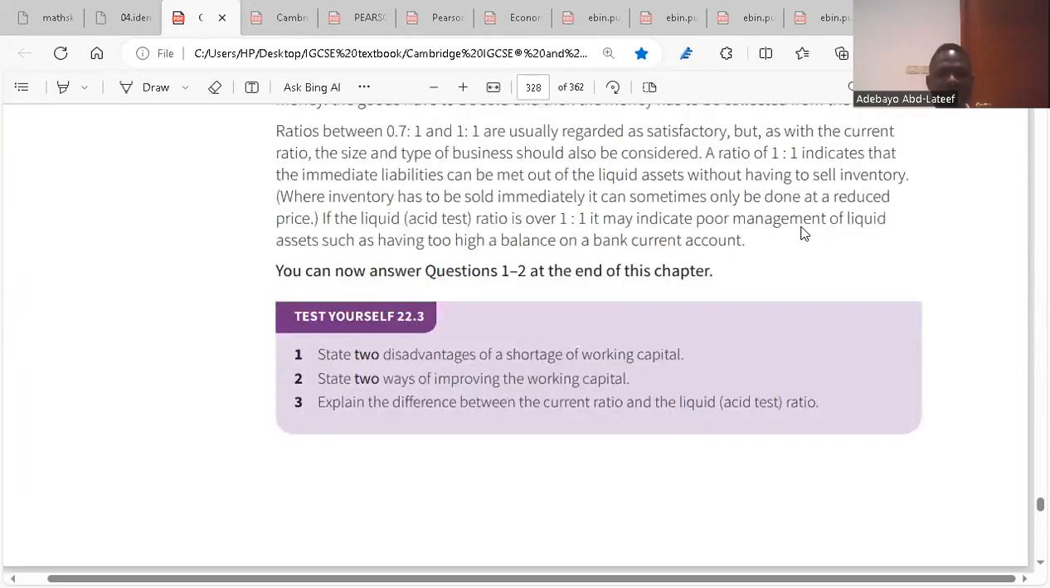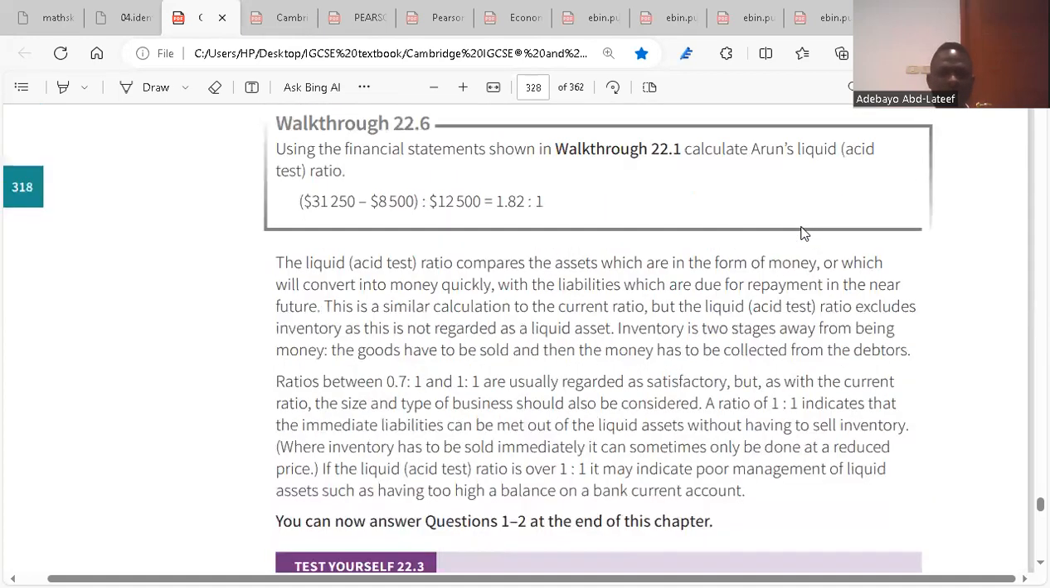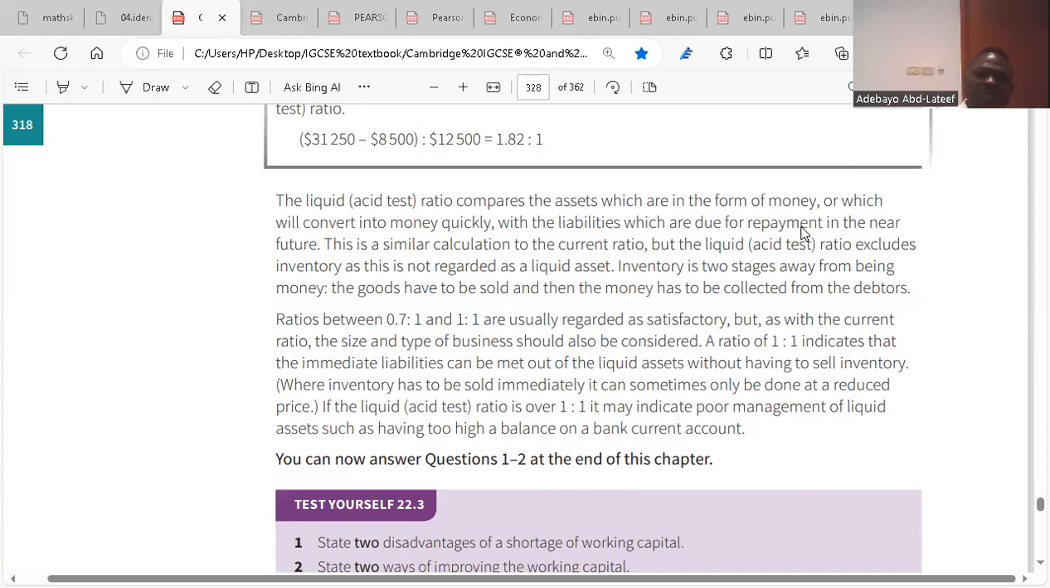Any question about that? So here they said the liquid ratio compares the liquid assets to current liabilities. Ratios between 0.7:1 and 1:1 are usually regarded as satisfactory. But as with the current ratio, the size and type of business should also be considered. A ratio of 1:1 indicates that the immediate liabilities can be met out of the liquid assets without having to sell inventory.